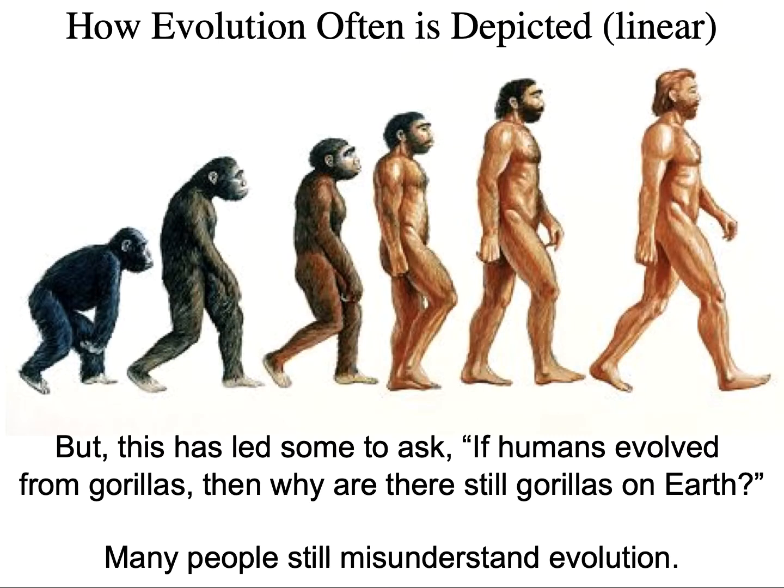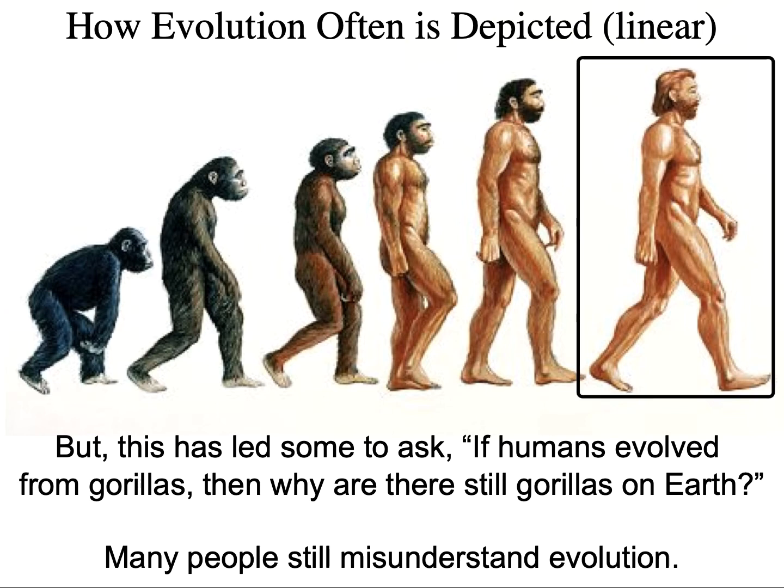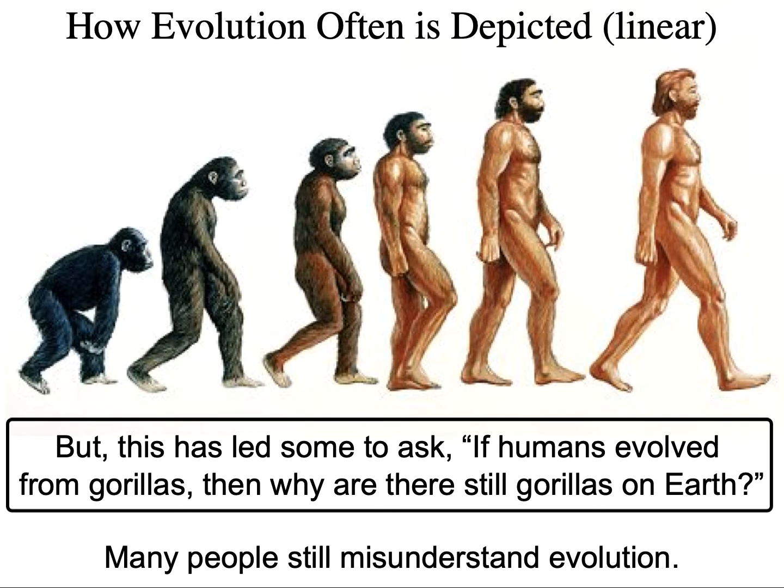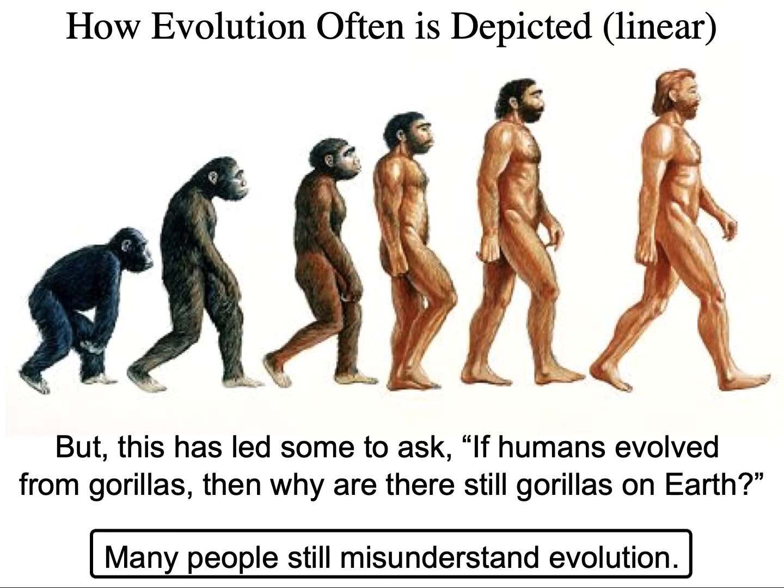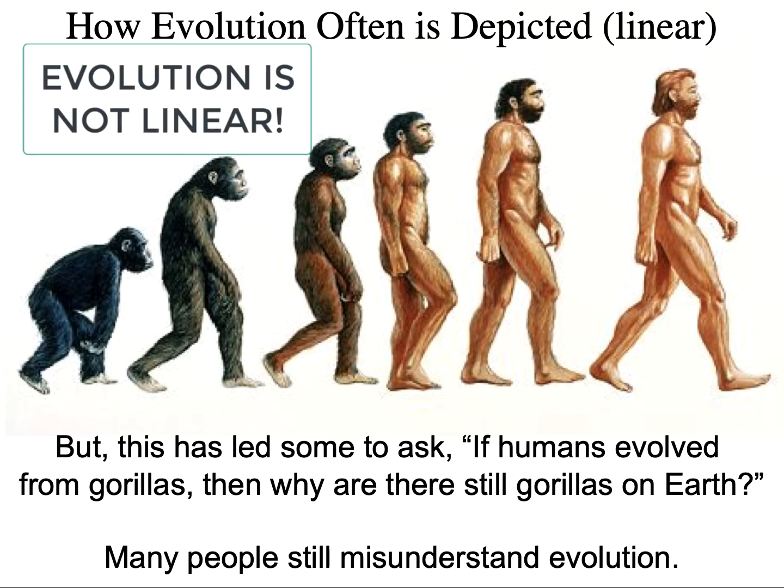In many depictions of evolution, especially evolution of humans, you see this kind of diagram where the chimpanzee is on the left side and then the modern humans are on the right side. But this has led to some confusion. Some people have asked, if humans evolved from gorillas, then why are there still gorillas on Earth? It indicates that many people, while they think they have an idea of what evolution is, have a total misunderstanding and misconception about evolution. It is not linear at all.